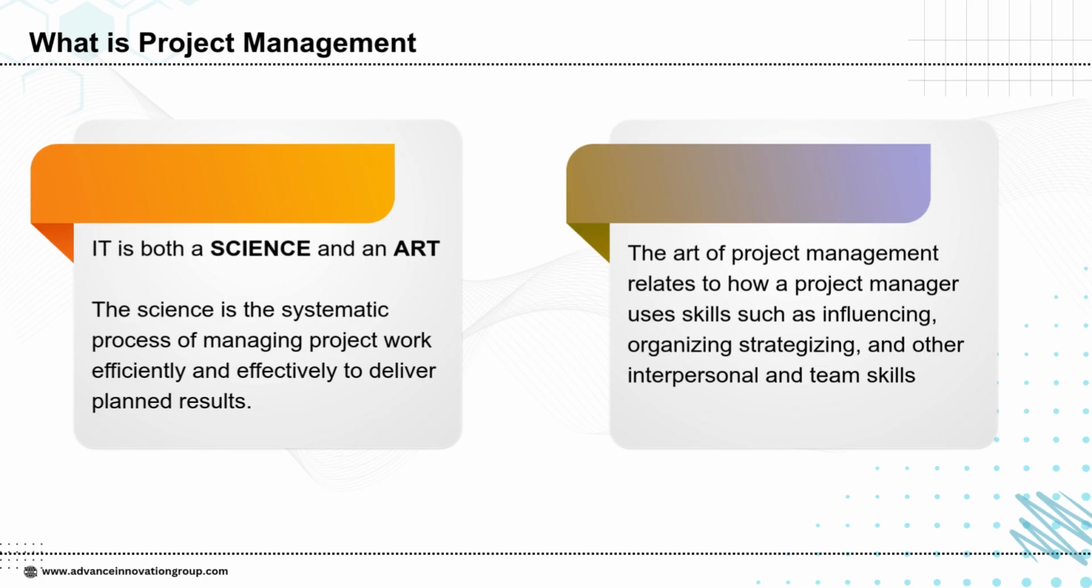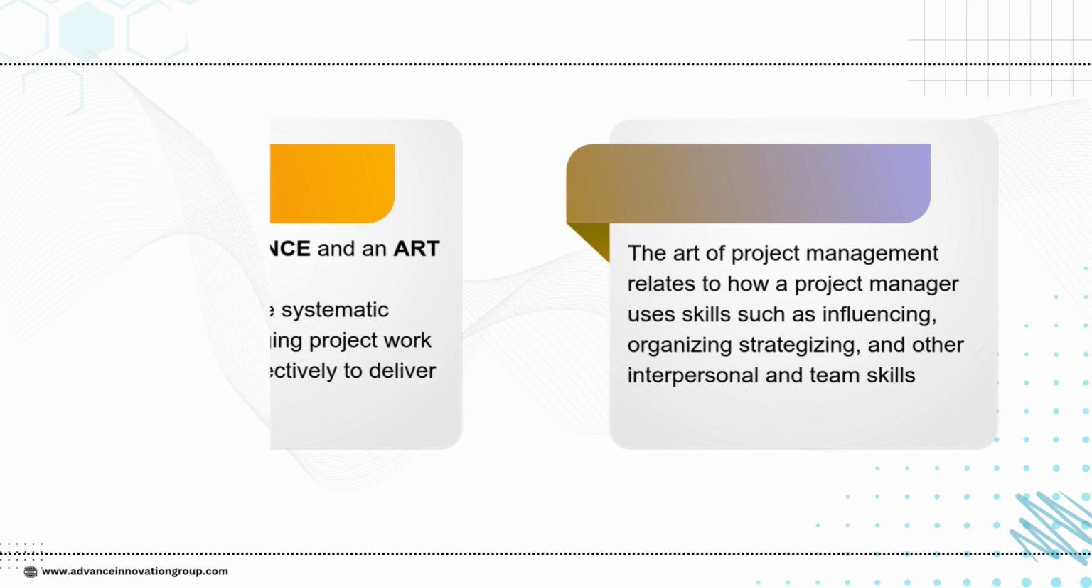Project management is both a science and an art. The science involves a systematic process of planning, organizing, and managing project work to efficiently and effectively achieve the desired results, while the art focuses on how the project manager applies interpersonal skills such as influencing, strategizing, and team management to motivate the team, resolve conflicts, and ensure successful project execution.